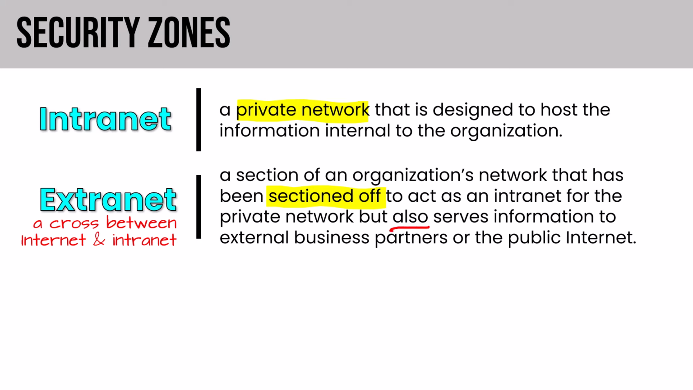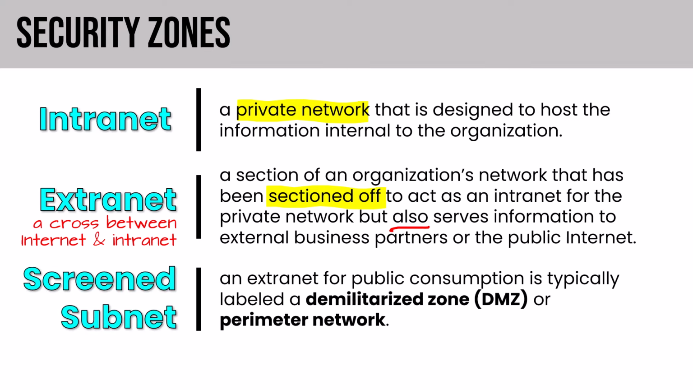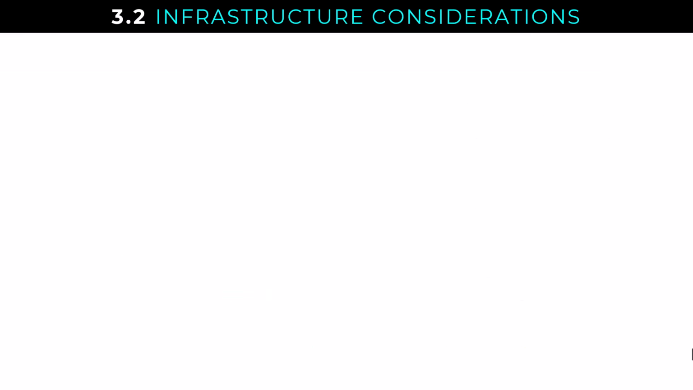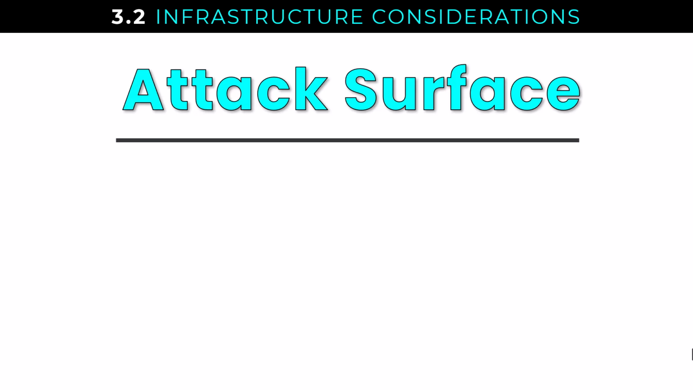And then we have the screened subnet, which is an extranet for public consumption, typically labeled a demilitarized zone or perimeter network. So screened subnet, DMZ, and perimeter network, three ways of saying the same thing. It creates a highly secure zone for critical systems that are public-facing. Next, we have the attack surface.